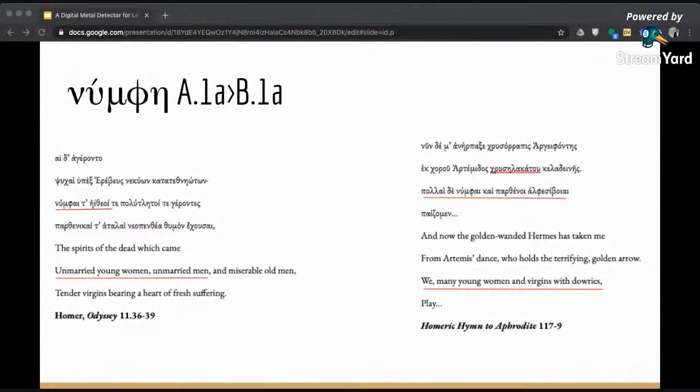who has pretended to Anchises that she is mortal. She's done that on the preceding lines 1110 to 1111. She describes her mortal sisters, as it were, Polai de numpai, kai partenoi al pespioi. We, many young women and virgins with dowries, play. The explicit mention of the virgins with dowries, again, suggests that the grouping is young unmarried women.